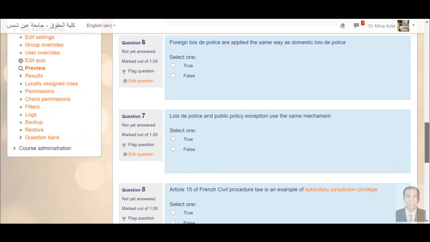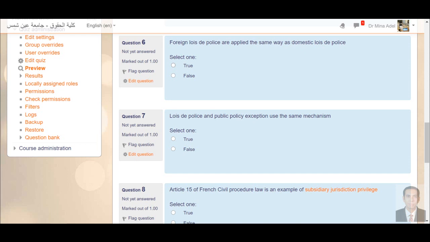Question 6. Foreign loi de police are applied the same way as domestic loi de police. And this is correct? No, of course not. Why? Because as I told you, the foreign loi de police are not applied the same way by the forum. They are treated the same way in their country, but not by the forum. So as you know, the forum's loi de police will be applied immediately, but foreign loi de police will not be applied immediately. So they are not applied the same way.